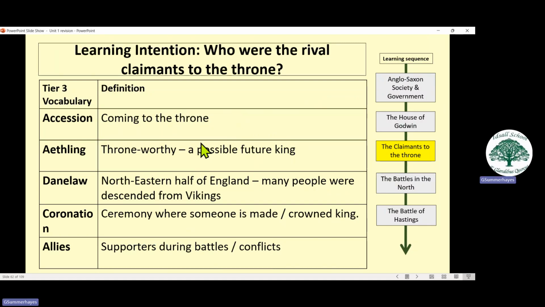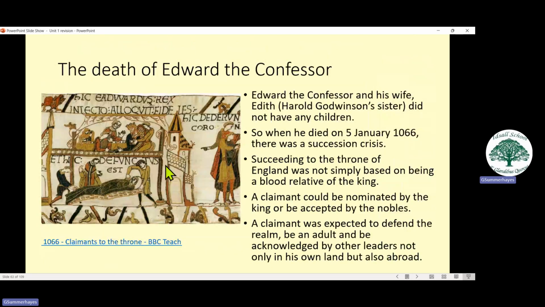So when Edward did die on the 5th of January 1066, who would become the king? Well, we know, don't we, with Harold? But normally, if it could be, it was a relative of the king, the closest relative, who was strong enough really to become king, and that person was known as the Etheling. In this case, the Etheling was a 14-year-old boy.